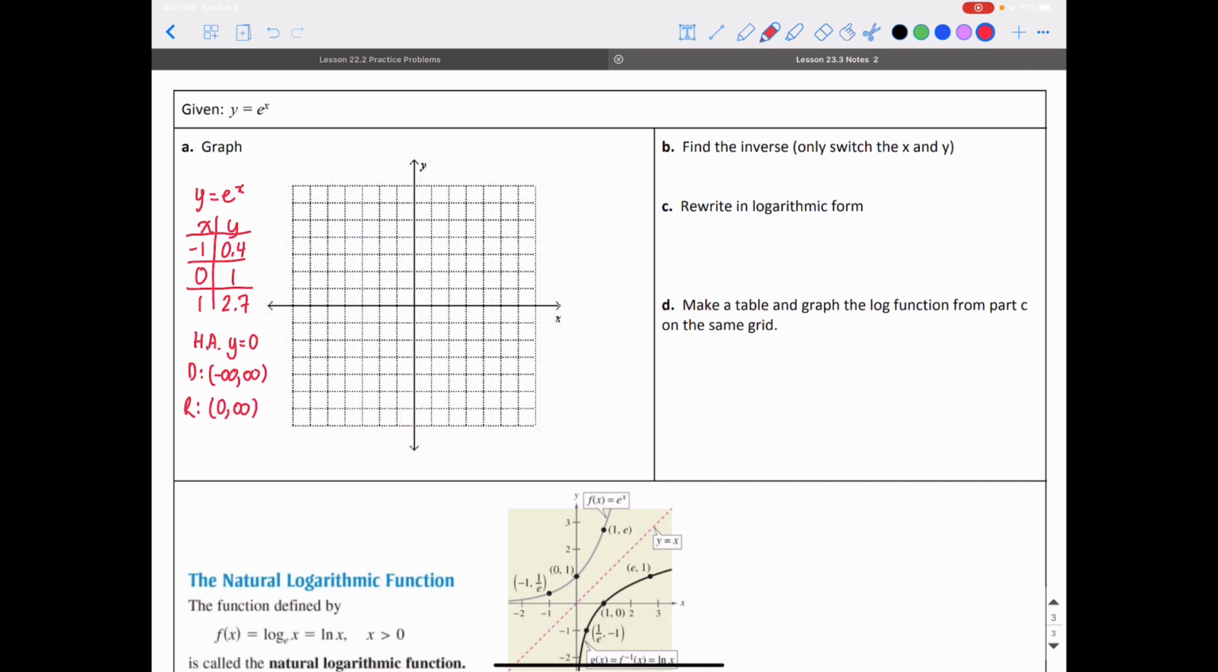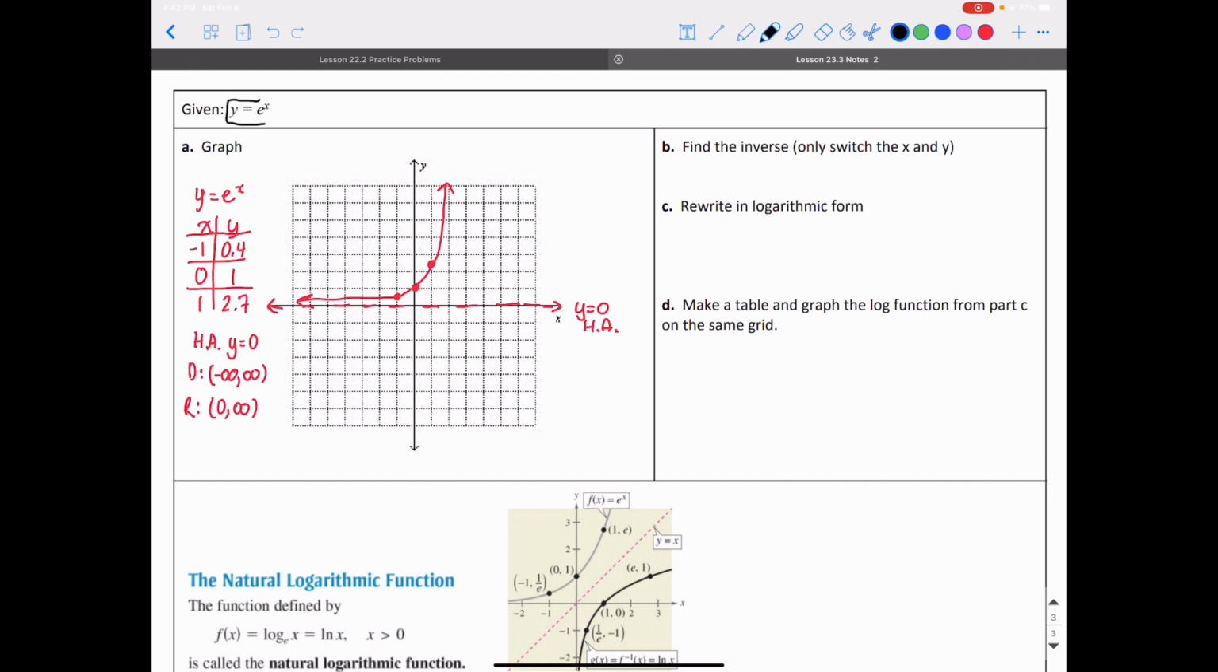If I wanted to find the inverse, sorry, I have to graph this. I have the horizontal asymptote, so I'm going to draw that. It's y is equal to 0. That's my horizontal asymptote. I have the point -1 and 0.4, I have 0 and 1, and 1 and 2.7. I'm going to connect these, making sure I don't touch that horizontal asymptote, and that's my graph for the exponential function. For b, I want to find the inverse.